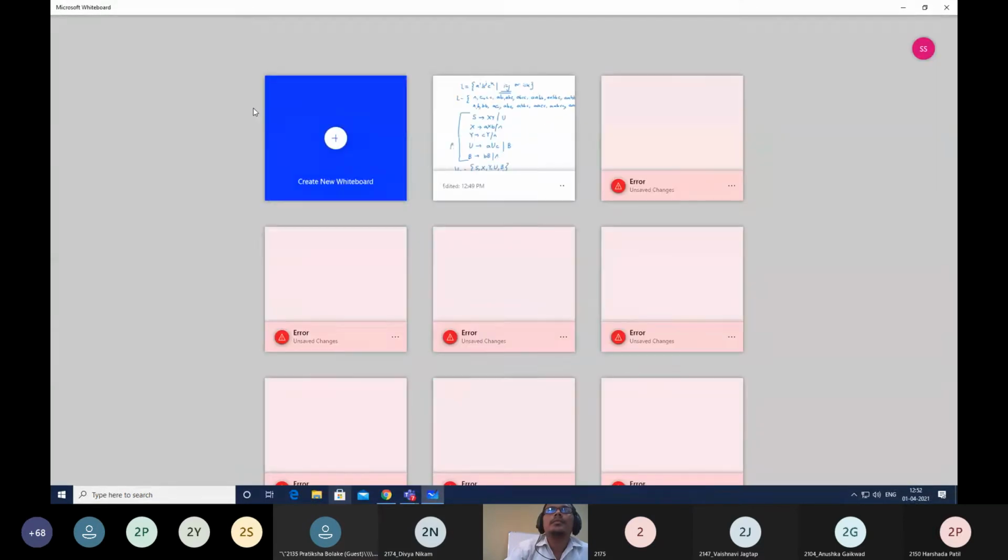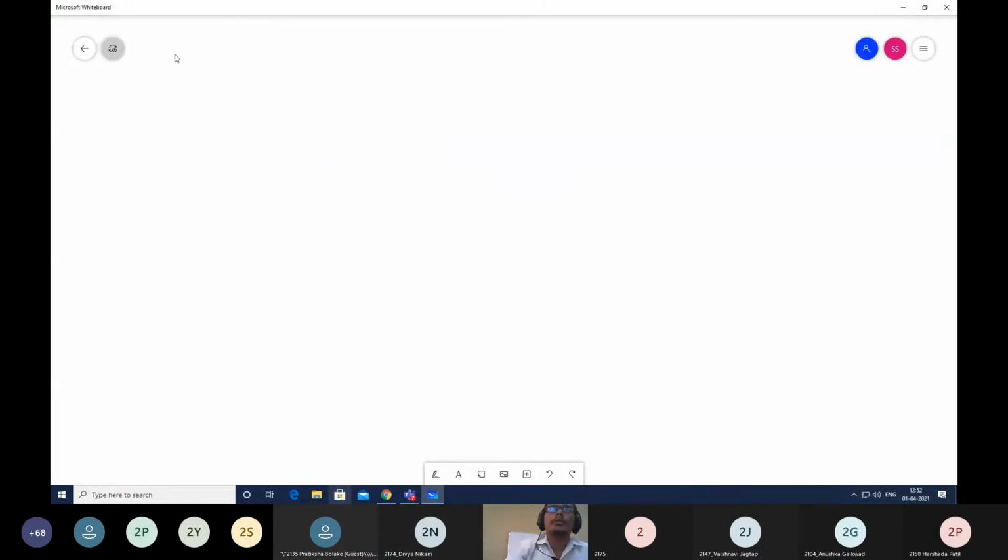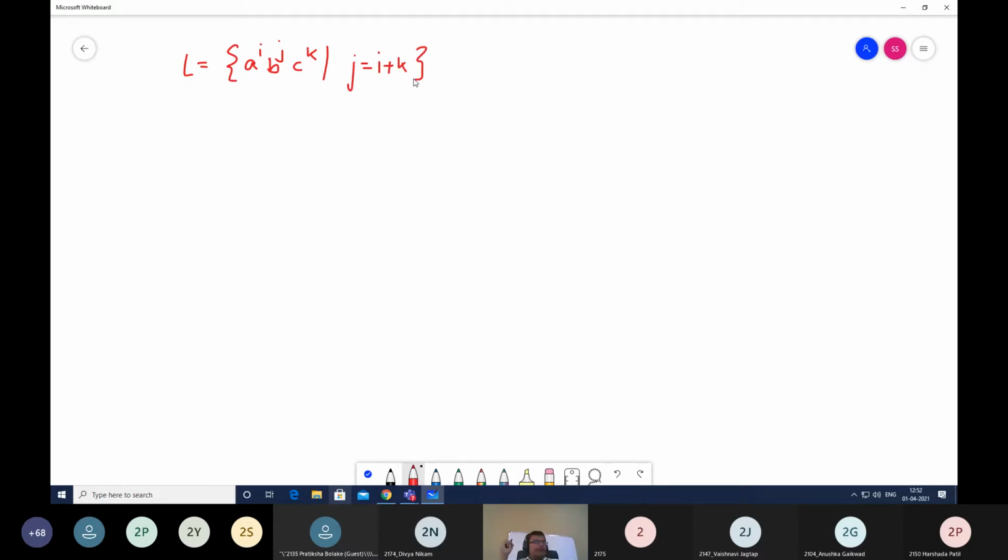Okay, let us take one more problem now. All of you take down the problem. L is equal to a raised to i, b raised to j, c raised to k, where j is equal to i plus k.